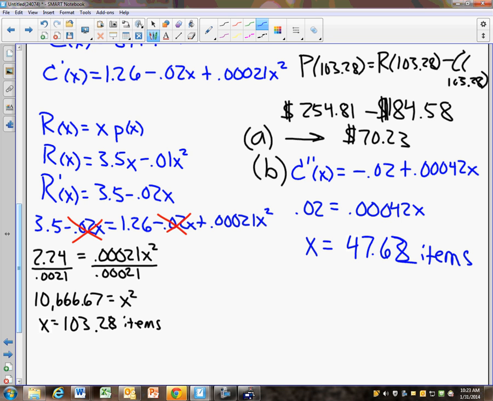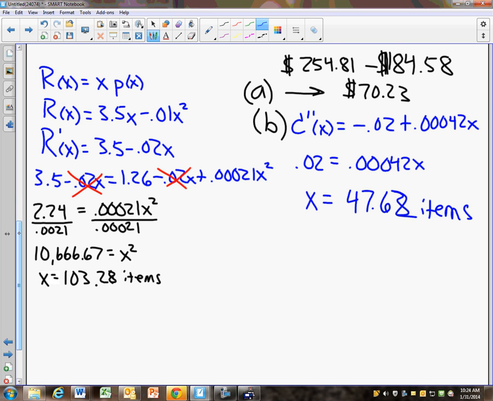So the idea is that about 47 items is the point at which we're most efficient. It's going to be more expensive to produce each item after that, but maybe what we're most concerned about is the fact that this will maximize our profit. But it tells us something. It tells us something important.